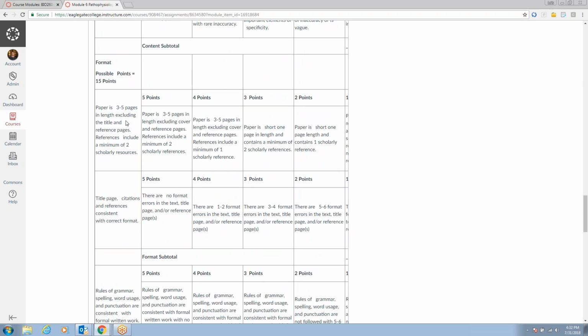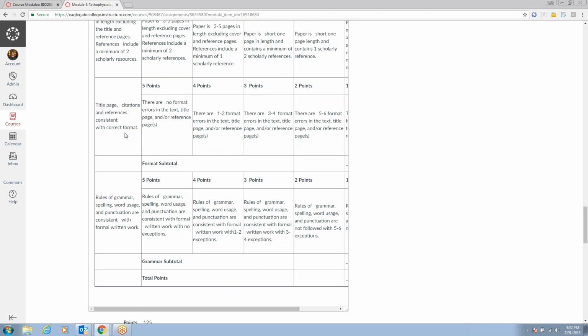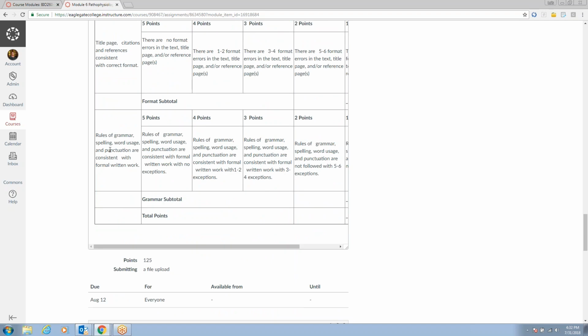Paper's 3 to 5 pages, doesn't include that title or reference page we talked about, so the whole body is 3 to 5 pages. Minimum 2 scholarly resources, everything is in the correct format, and then rules of grammar, spelling, word usage, all that. Run a spell check on it and a grammar check. Just make sure everything is good. Read it to yourself, or if you have, my poor husband, when I was in nursing school, he had to read everything because I get too close to it, and then I'm reading it thinking it's fine, and I'm missing words. So have somebody else, if you can, read your paper for you and cue you in if you spelled something wrong or didn't put the comma in the right place or didn't capitalize something.